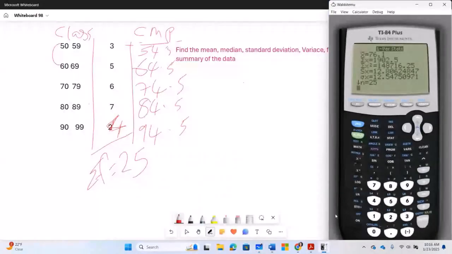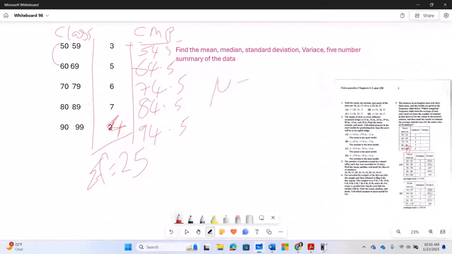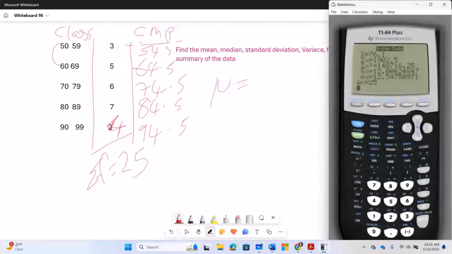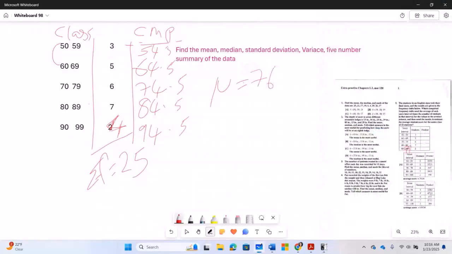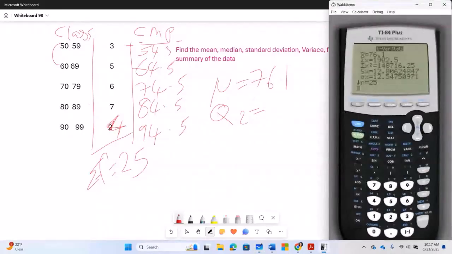Okay, so the mean, everybody look. I will not write X bar. I will write mu. So mu is equal to, what does my calculator give me? 76.1. The mu is 76.1. The median is the same as the second quartile. So I'm going to find what the median is. I will arrow down and find the median. The median is 74.5.